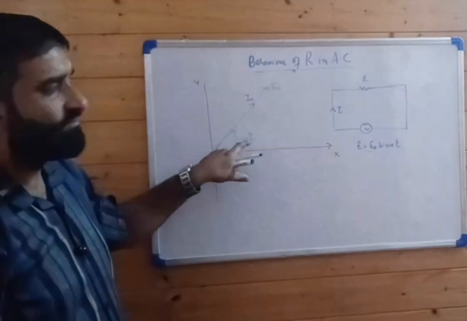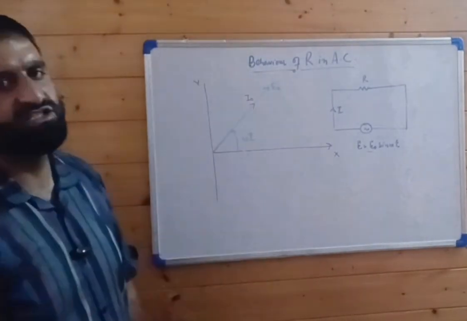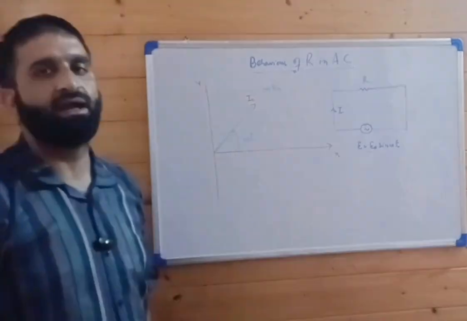Here from this phasor diagram, we should see that the phase difference between I0 and E0 is 0 because both are making omega t angle with the x-axis.